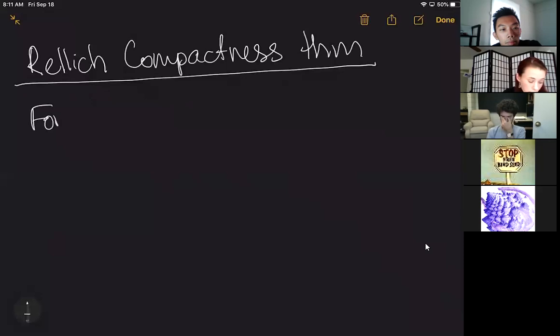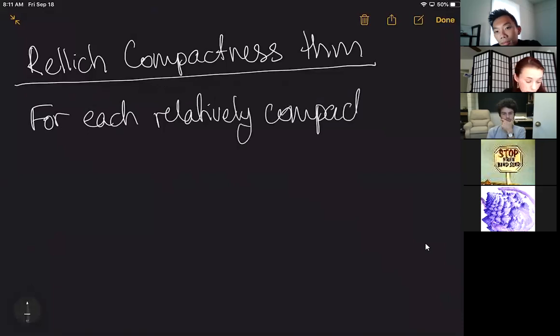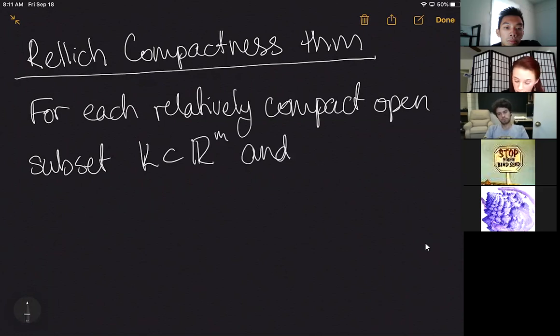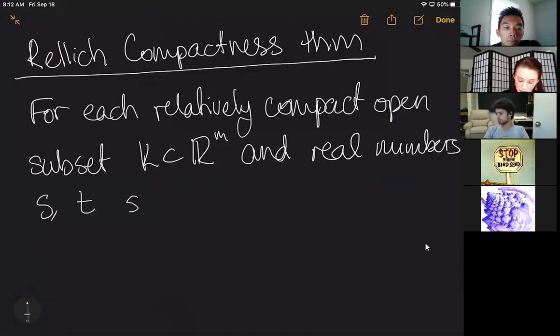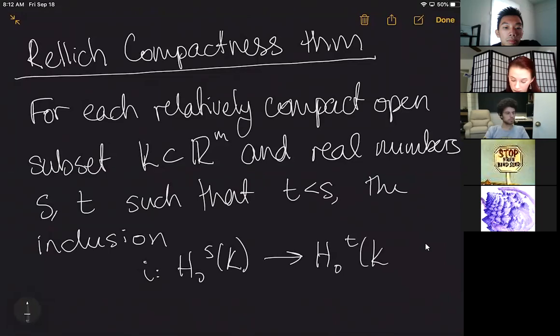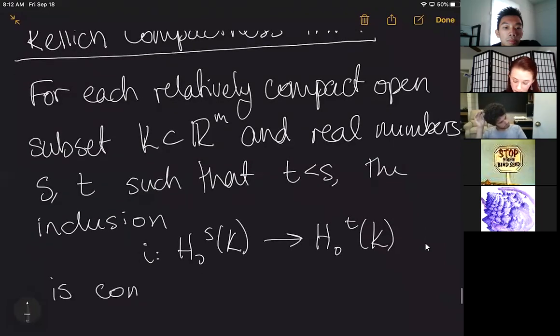And this states that for each relatively compact open subset K in R^M and a pair of real numbers S and T such that T is less than S, the inclusion, which puts our space with more weak derivatives into our space with fewer weak derivatives, is compact. So this inclusion is a compact operator.